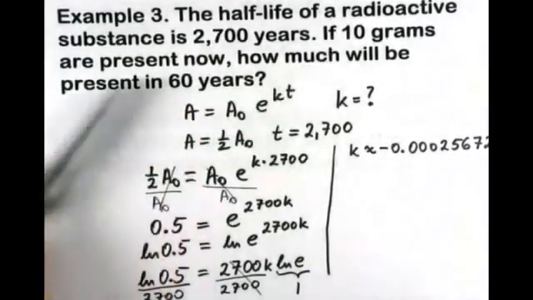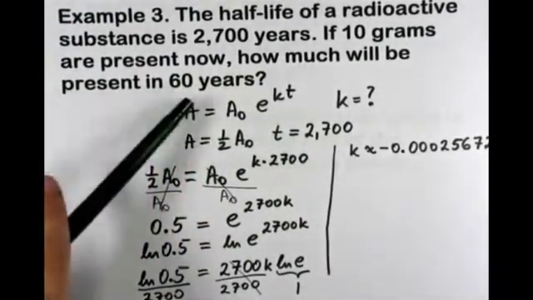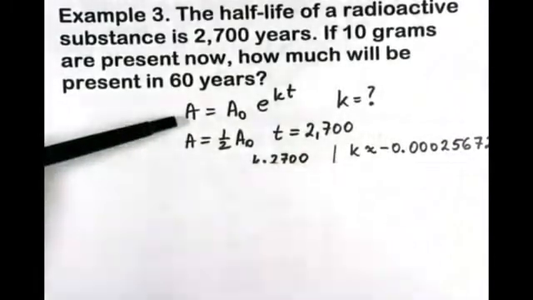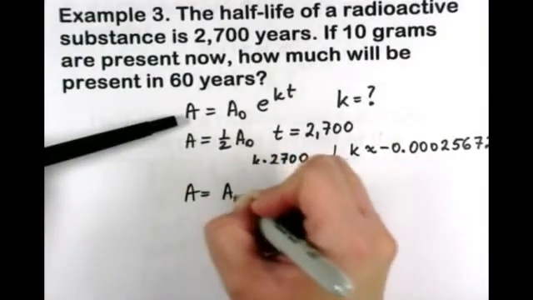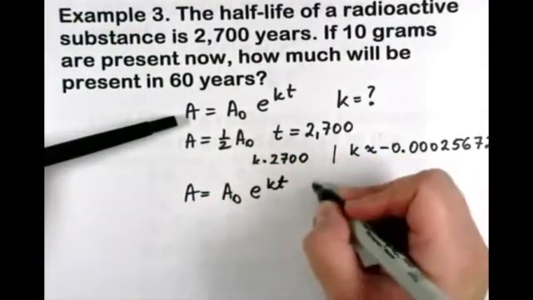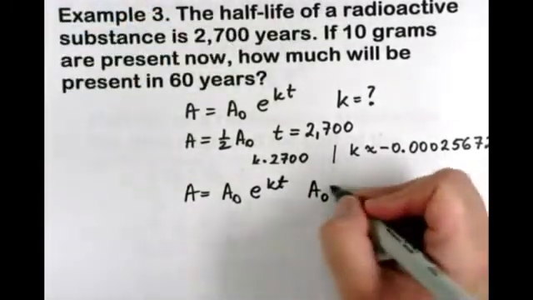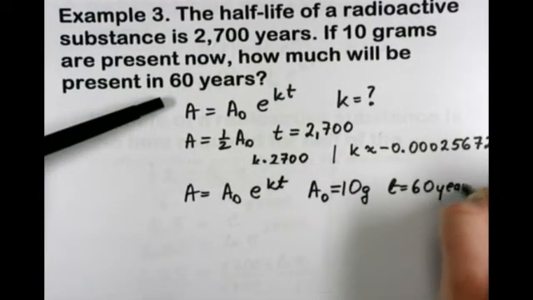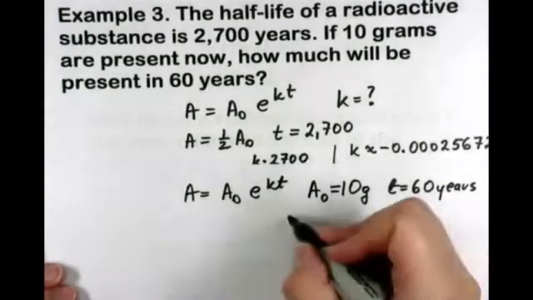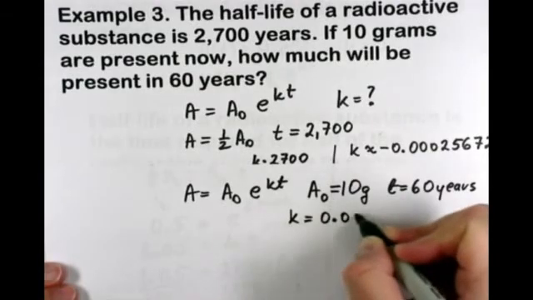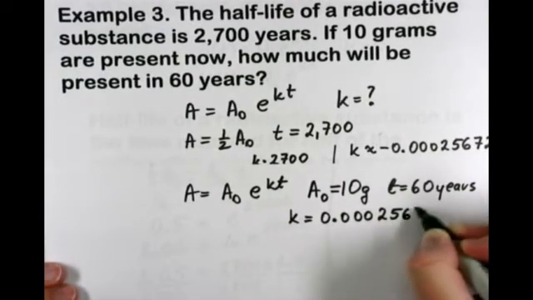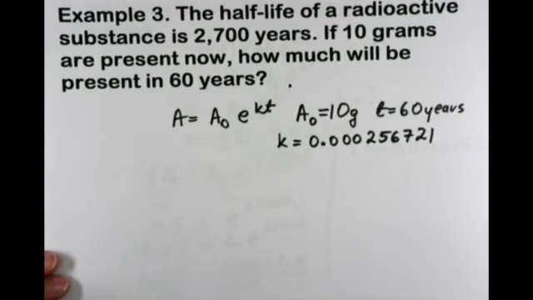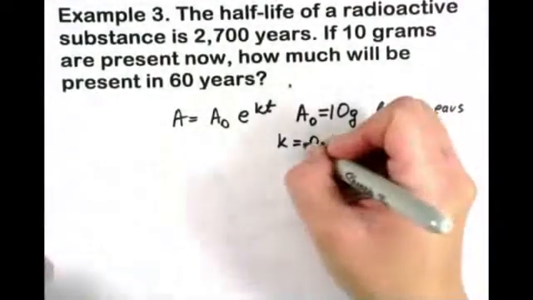So now, if 10 grams is present now, how much will be present after 60 years? So we start with the formula that A is equal to A0 e to the power kt. Now my A0, the initial amount, is 10 grams, and t is 60 years. And I'm going to use the constant k, negative 0.000256721. I want to have a pretty good approximation, that's why I'm using negative, of course, right? Negative.